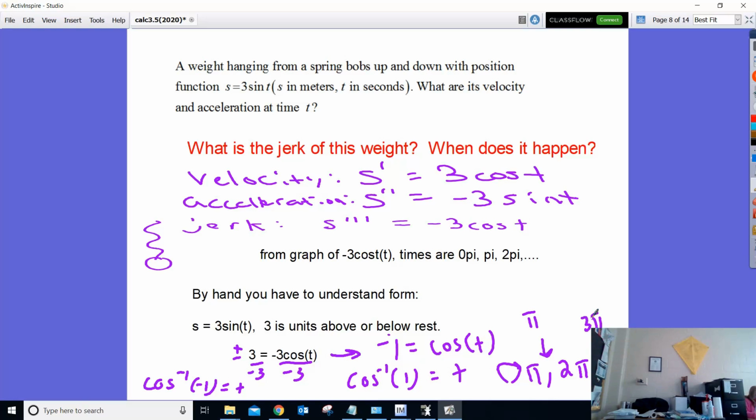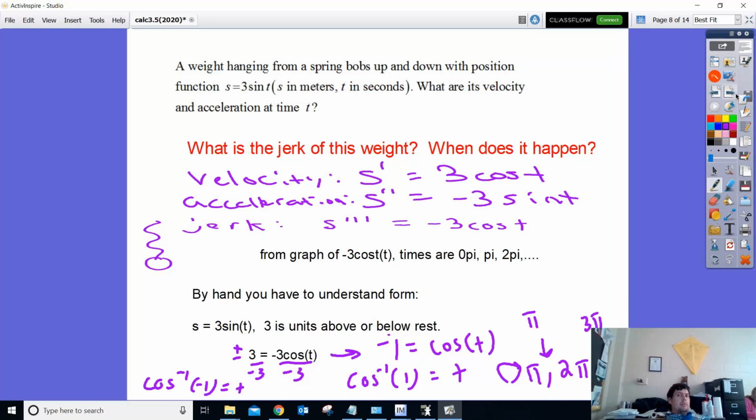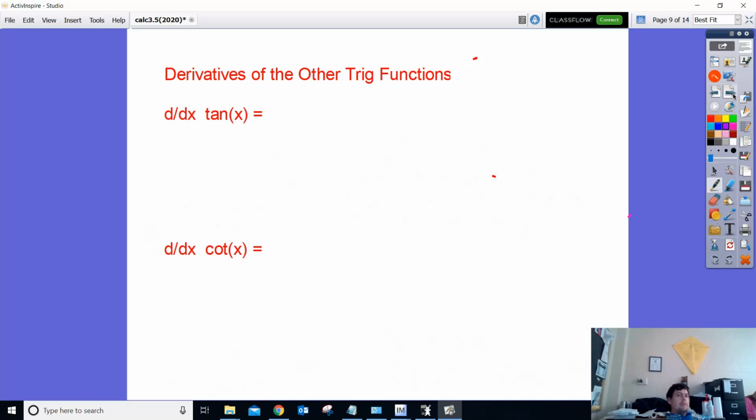Here's a little trick. I really think your book just says look at the graph on that one. I don't think it suggests you do much else. I think it suggests you analyze graphs.